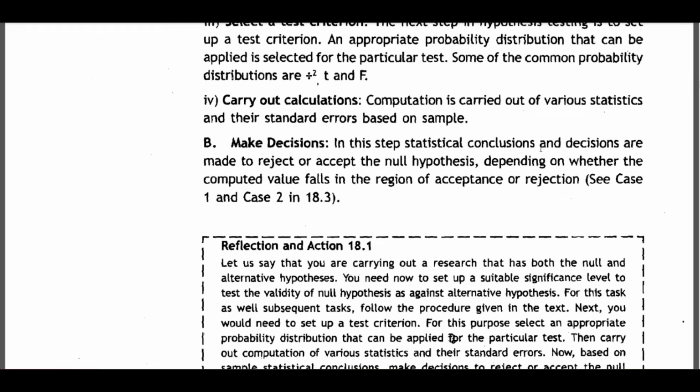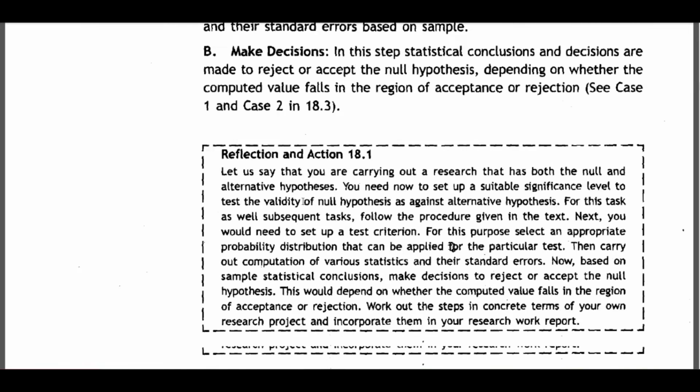In this step, statistical conclusions and decisions are made to reject or accept the null hypothesis, depending on whether the computed value falls in the region of acceptance or rejection. See case 1 and case 2 in 18.3.